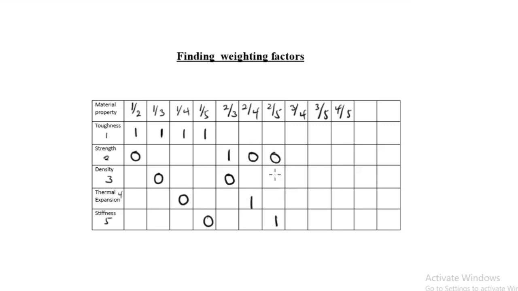Now we are going to compare 3 and 4. We're going to compare density and thermal expansion, right? I want density, so density gets 1 and thermal expansion is 0. Then I'm going to compare density to stiffness, that's 3 and 5. I want density to hold, and stiffness is 0. The last one I'm going to compare is thermal expansion and stiffness. I will take thermal expansion, and stiffness is 0.